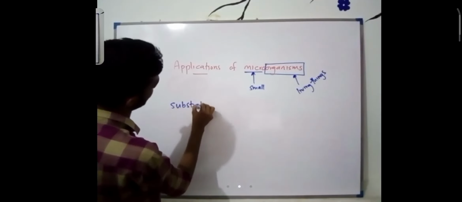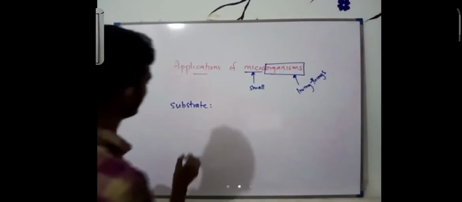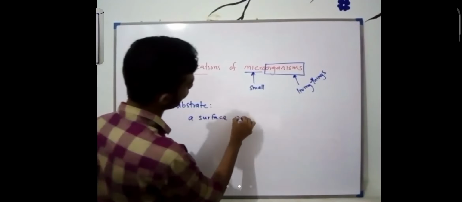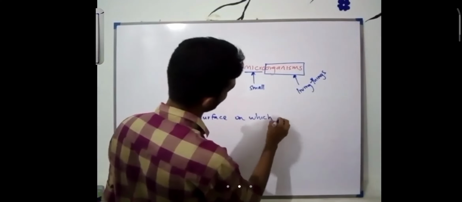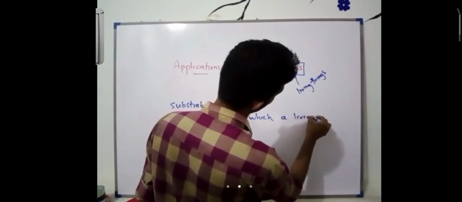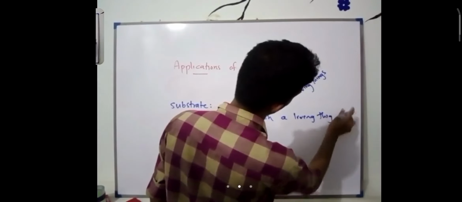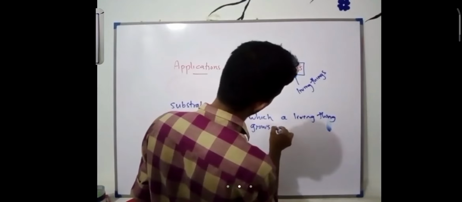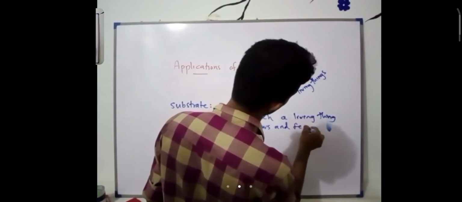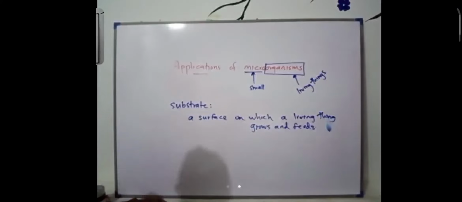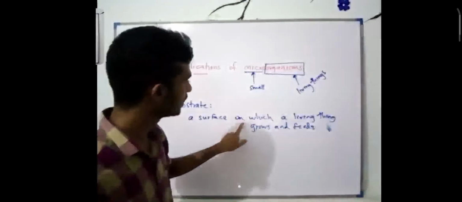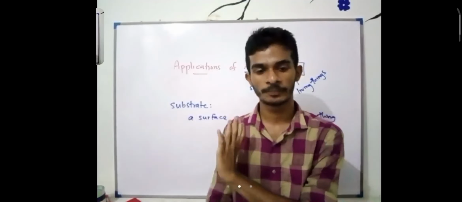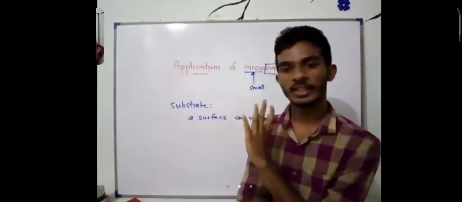Substrate means a surface on which a living thing grows and feeds. Now this is the meaning of substrate. A surface on which a living thing grows and feeds. Did you understand the meaning now?